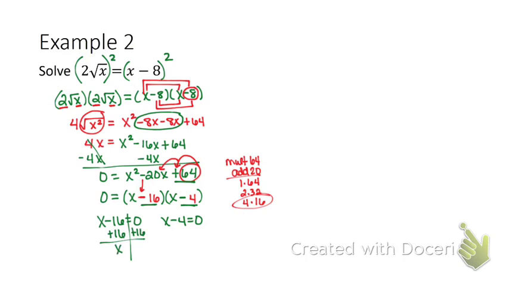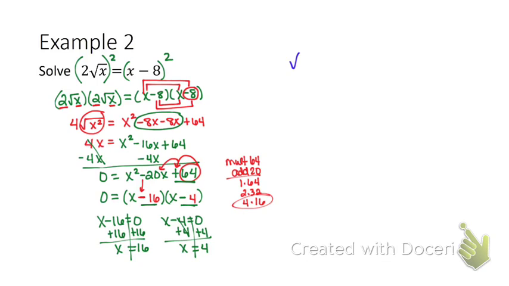Add the 16. On the other one, we're going to add the 4. But there's an extra step we have to do on this one we didn't have to do on the other one. Do you remember what it is? When it has a square root, what do we have to do to our answers? We have to check the answers, okay, when we're dealing with the radical. Because sometimes, because we square it, they give us solutions that work for the squared part, but they don't actually work for the original. So we are going to have to go back and check our answers.